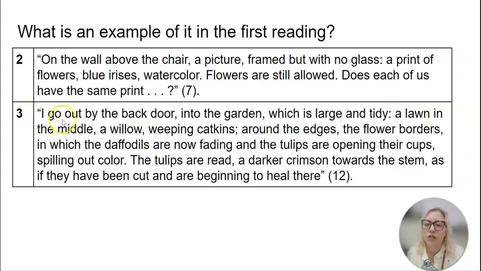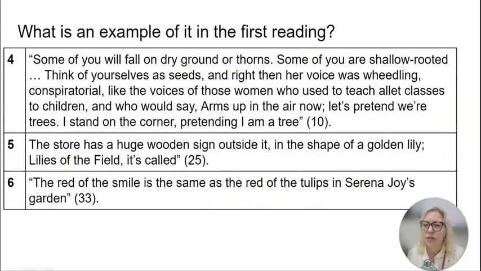Chapter 3, page 12. "I go out by the back door into the garden, which is large and tidy, a lawn in the middle, a willow, weeping catkins, around the edges the flower borders in which the daffodils are now fading and the tulips are opening their cups, spilling out color. The tulips are red, no A there, a darker crimson towards the stem, as if they have been cut and are beginning to heal there." So there's Serena Joy's garden.